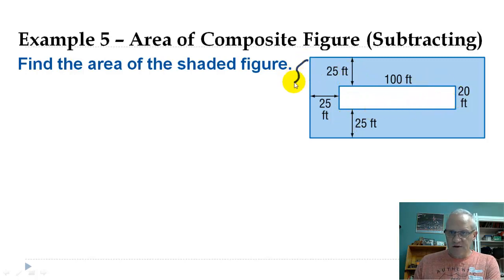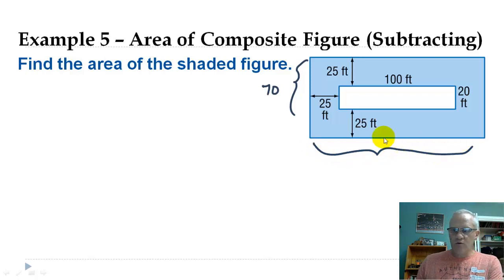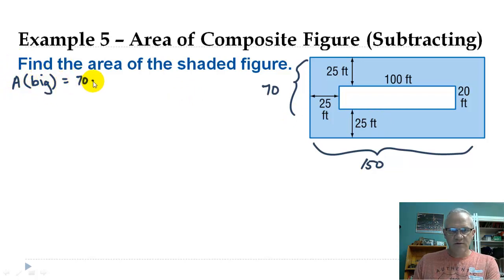So this whole side here is what? 50 plus 20, or 70. That whole side is going to be 125, and even though it's not written here, I think we're going to assume, since all of these are 25, that this will be 25 out here as well. That 20, I believe, refers to this measurement, not that measurement. So we're going to assume 125 and then another 25, so that's 150. That's a rectangle, so the area of the big rectangle is just going to be 70 times 150.